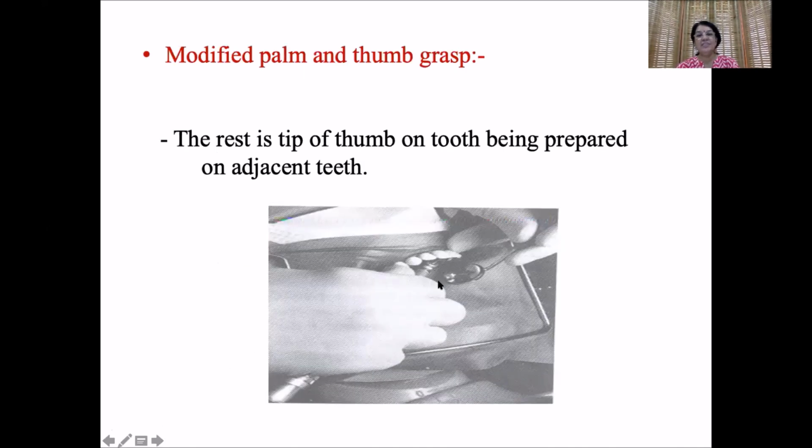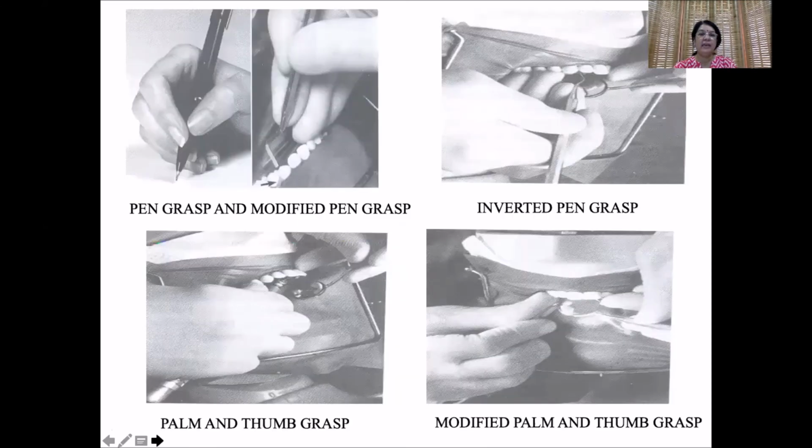See here. This is more for carving and all, for your scaling and all. Generally, in restorative dentistry, we do not require this grasp. So you have pen grasp, modified pen grasp, inverted pen grasp, palm and thumb grasp, and modified palm and thumb grasp, where you are not tightly holding it like here. It is a loose instrument and you are taking support from the same side.